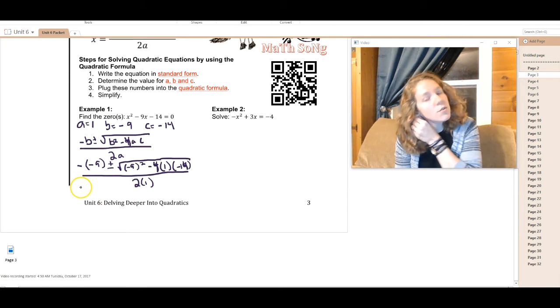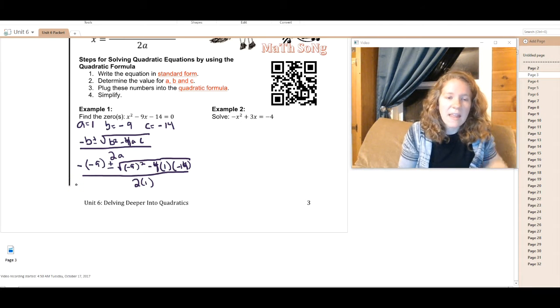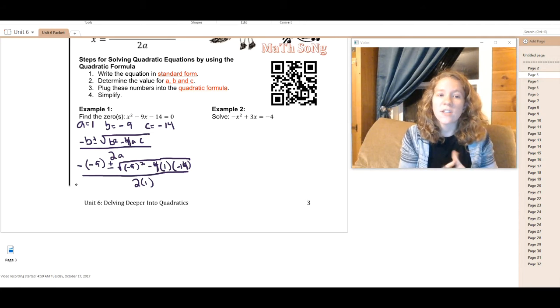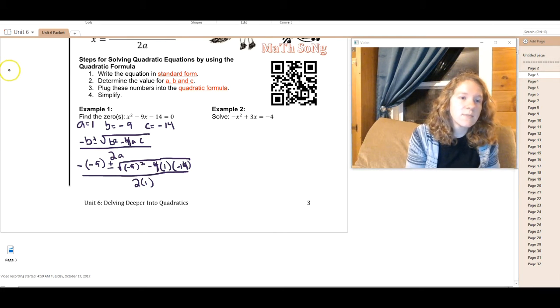Okay, so now I'm going to go through and simplify. The way I do the quadratic formula is first I plug everything in. Then I go through and I just sort of clean it up. We've got to follow our order of operations, which means we would need to do parentheses. I'm just going to write it over here so we've got it to reference.